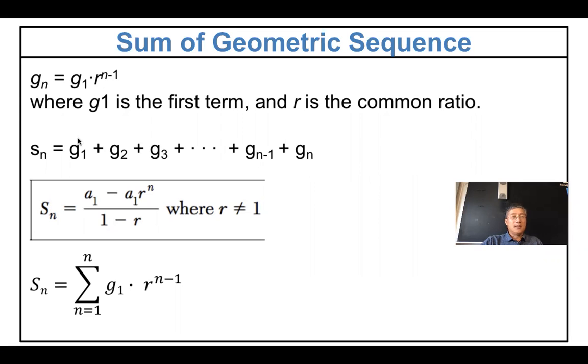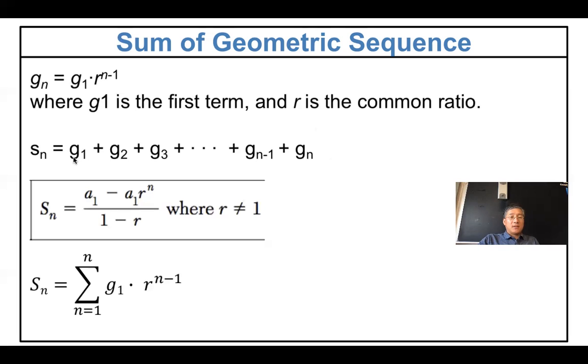And then what does Sn mean? Sn means the sum of the sequence. So we are going to add G1, G2, G3 up to all the terms. When we have n terms, we don't know what n represents, how many terms, right? And then G n minus 1 is the previous term of the nth term. So you're going to add all.